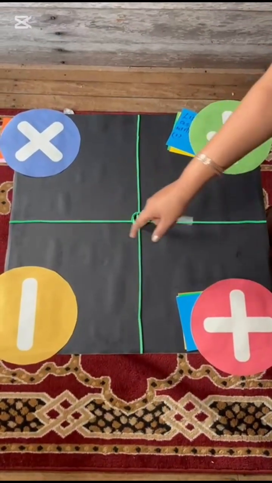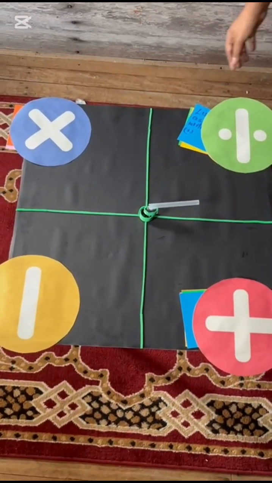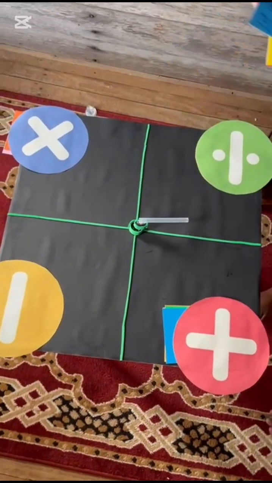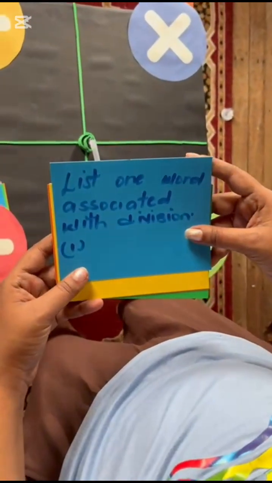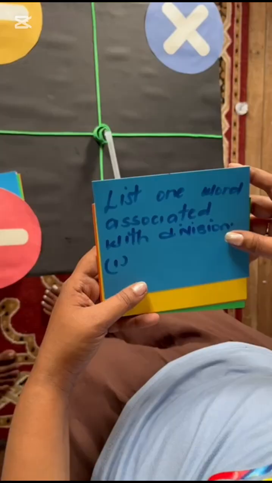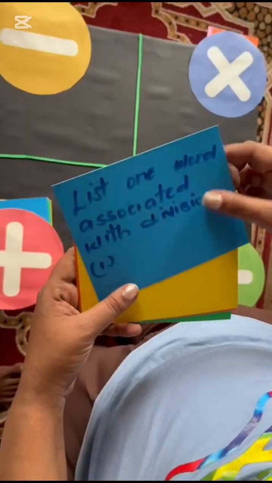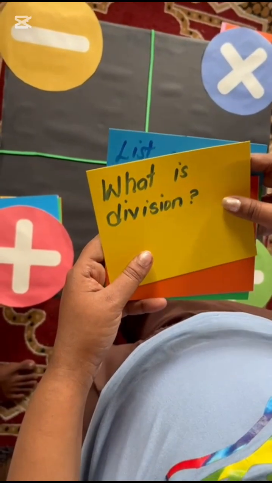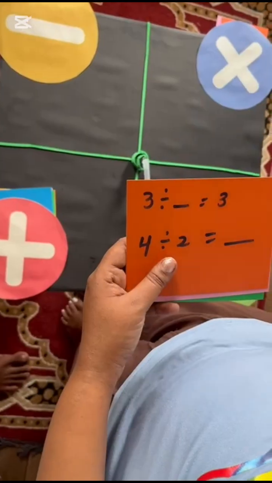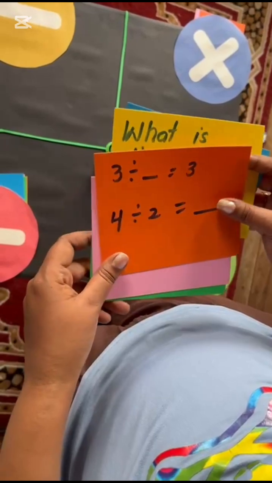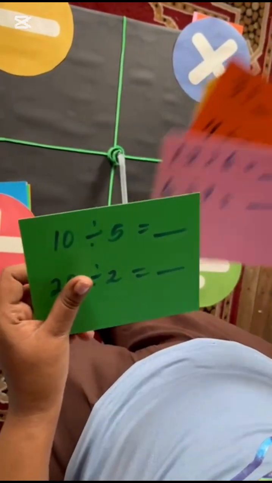Spin again, and if it lands on division, again in the pocket they have problems. For example, one word associated with division, they can list. What is division? They can tell you what division is. 3 divided by something equals 3, they will be able to find the answer. And the list goes on.